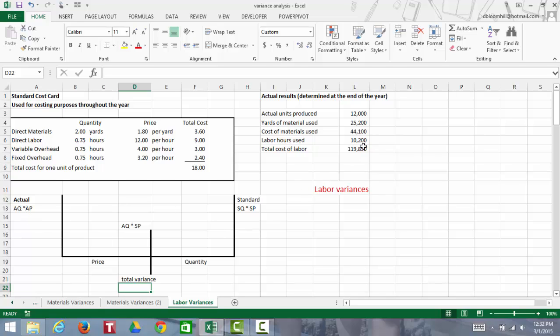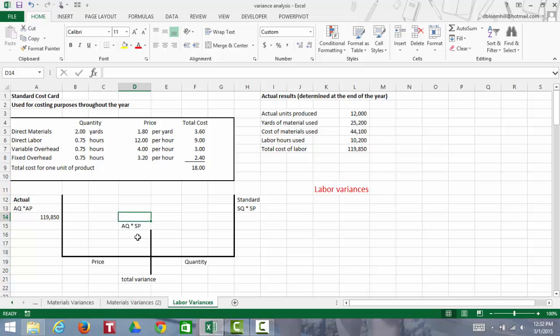So our actual cost of labor is given in our actual results. We can see our total cost of labor, $119,850. You can calculate the actual price if you want, but it's really not necessary. It's not used anyplace else.